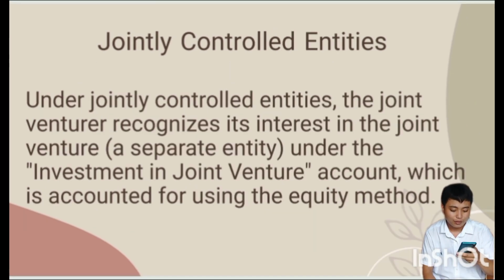So, and the last one will be the jointly controlled entities. So, under jointly controlled entities, the joint venturer recognizes its interest in the joint venture, a separate entity, under the investment in joint venture account, which is accounted for using the equity method. So, ang example ani is, for example, si entity A ug si entity B nag-agreed sila nga mag-share og resources ug expertise para magbuhat og another entity. For example, we'll name the entity C. So entity A ug entity B naghimo sila og bagong entity, which is si entity C.